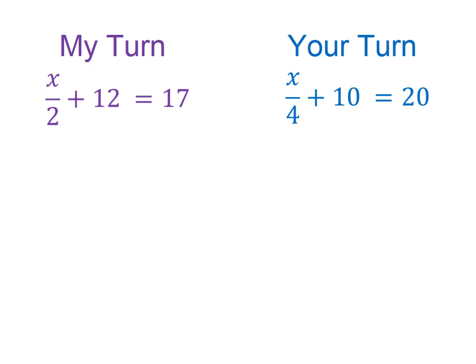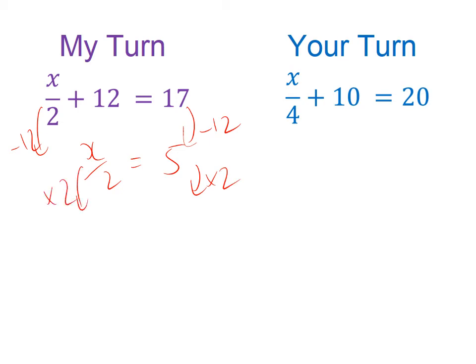x over 2 plus 12 equals 17. The first thing we're going to do here is subtract 12 from both sides, which gives me x over 2 equals 5. Now remember, x over 2 really means x divided by 2. So the next thing that we need to do is multiply both sides by 2 to give us x equals 10.